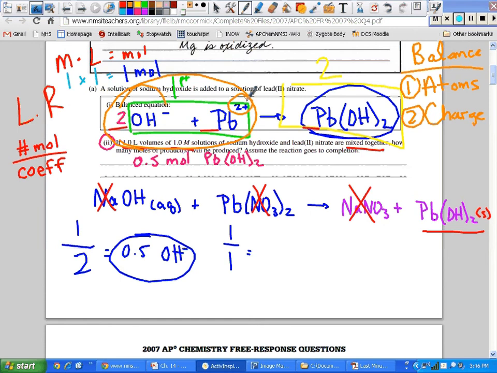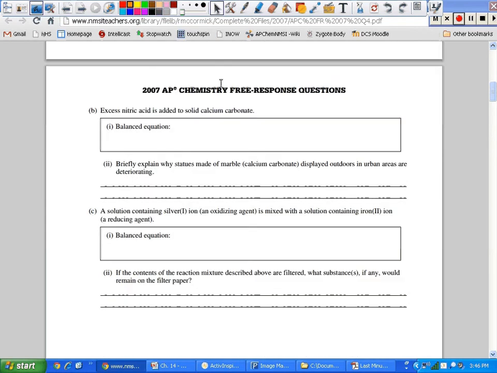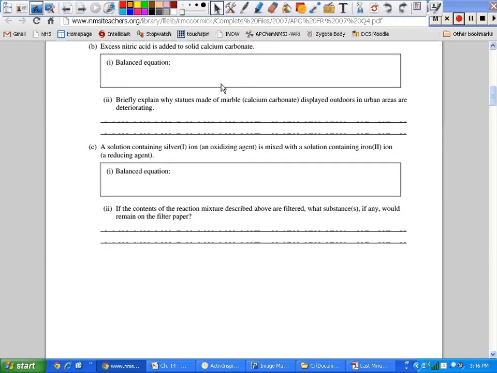All right, moving on to the next one. Nitric acid. What? Yeah, the first one's on there, yeah. Does it look different? Yeah, we don't have a box. Really? Oh, I copied and pasted. That's why. I copied and pasted.